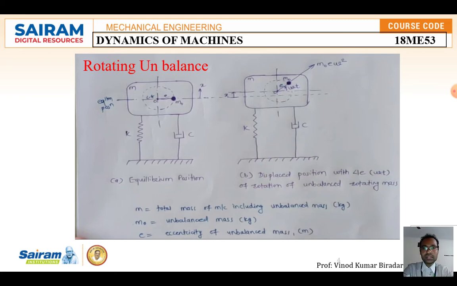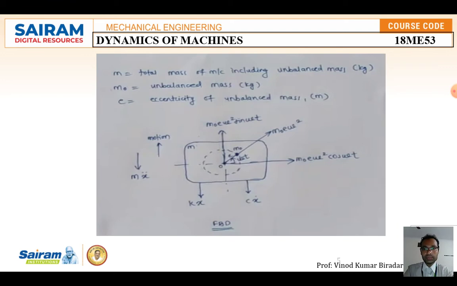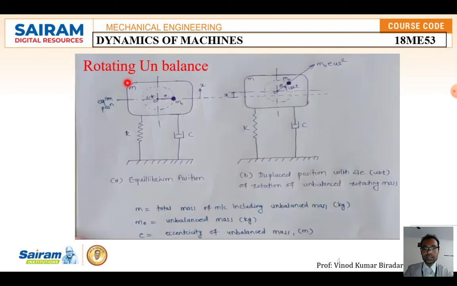Now we are going to consider one mechanical system. Let us understand it in depth. Figure A shows the equilibrium position, and figure B shows the displaced position. Consider a mechanical system, any component, with total mass M. This is the equilibrium position, that is, the axis.